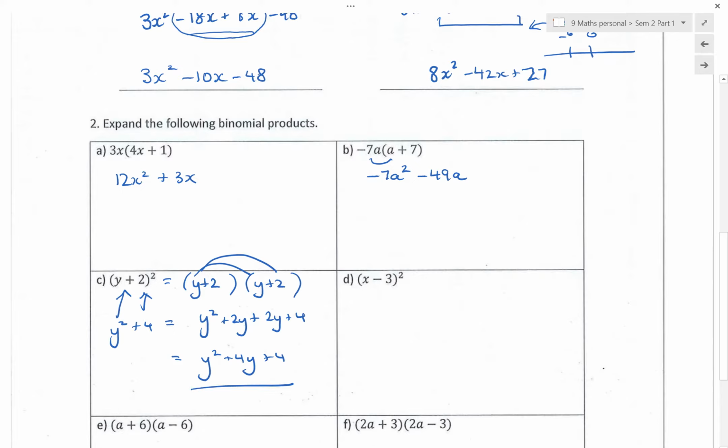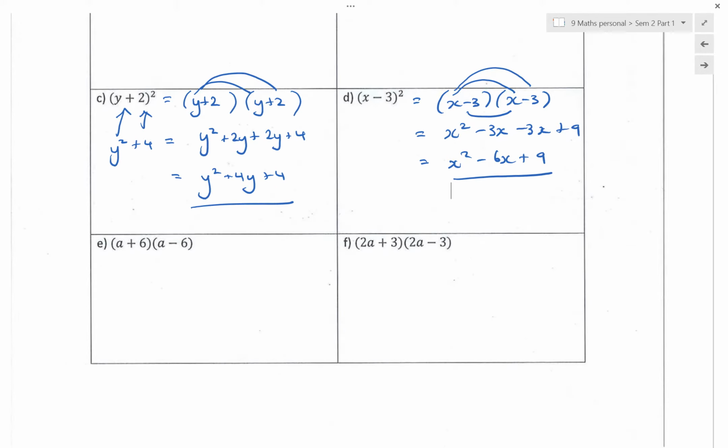It's actually easier than the other ones we've been doing, but what a lot of students do is they don't expand it out. They don't get those two brackets multiplied by each other. Same thing over here. We're going to write out two sets of brackets, x minus 3 by itself. That is a perfect square. So it's x times x, which is x squared, x times minus 3, which is minus 3x, minus 3x again, and be careful, -3 times -3 is +9, which gives us x squared minus 6x plus 9.